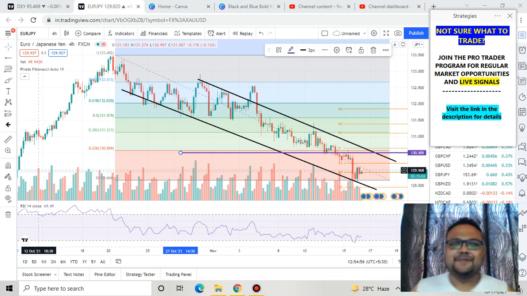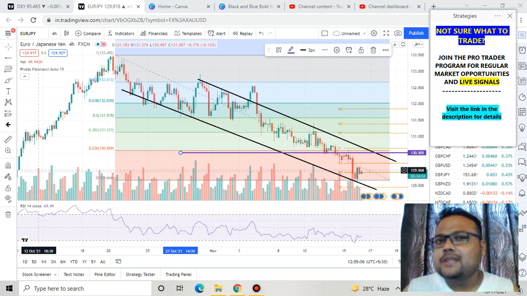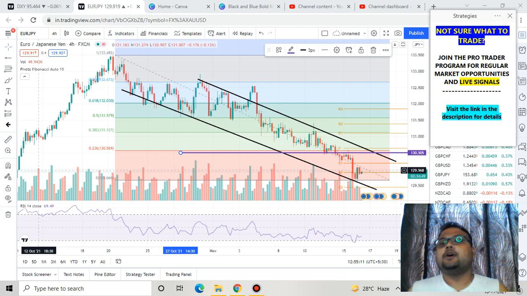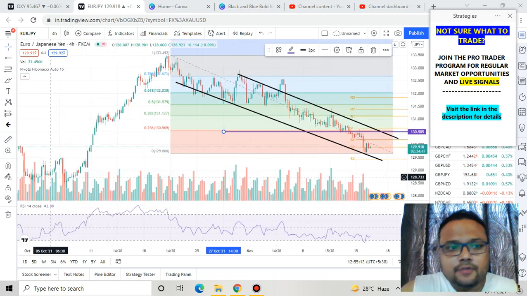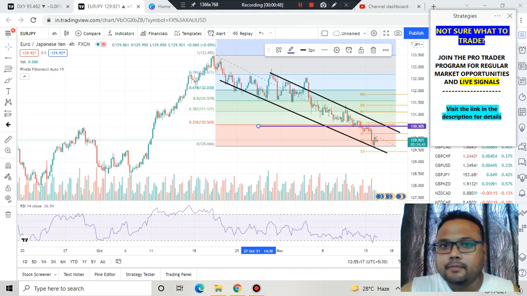So let's get started. This is the Forex chart of Euro JPY in front of us right now. And as you can clearly see, I have added a few lines on the chart. So let's try to understand what is going on in the chart of Euro JPY and what are the best trading opportunities for us. First of all, let me talk about the trend of the market here.